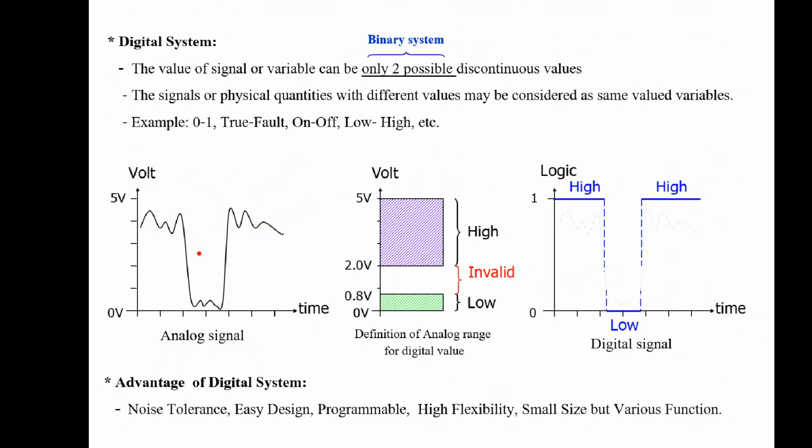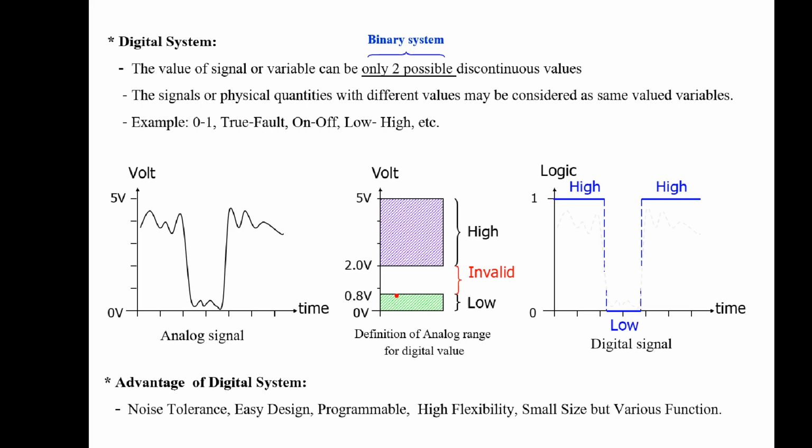So in a digital system, we will consider the voltage from 2 to 5 as logic high, and voltage level from 0 to 0.8 as logic low, and between these is invalid. Okay.